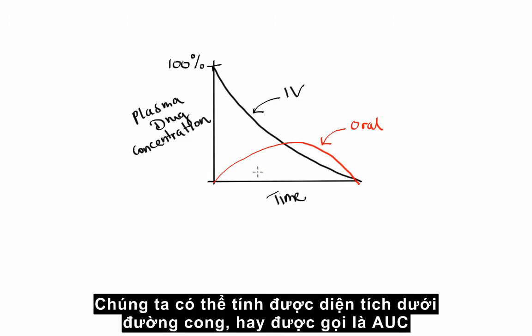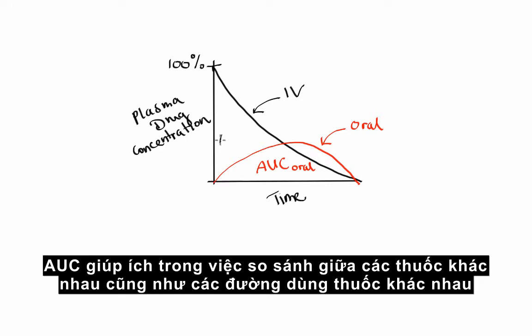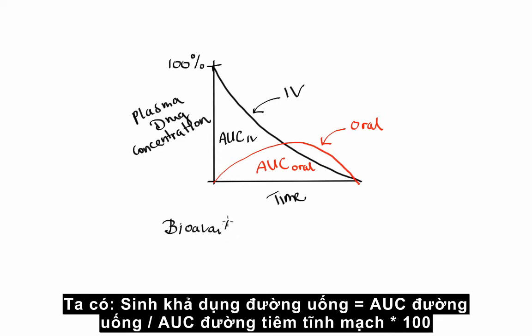Once we can graph this phenomenon, we can then find areas under these curves, also known as AUC. AUC is really helpful in making comparisons between formulations and routes of administration. So finally, knowing all that, bioavailability is simply AUC for the oral drug over AUC for the IV drug times 100.